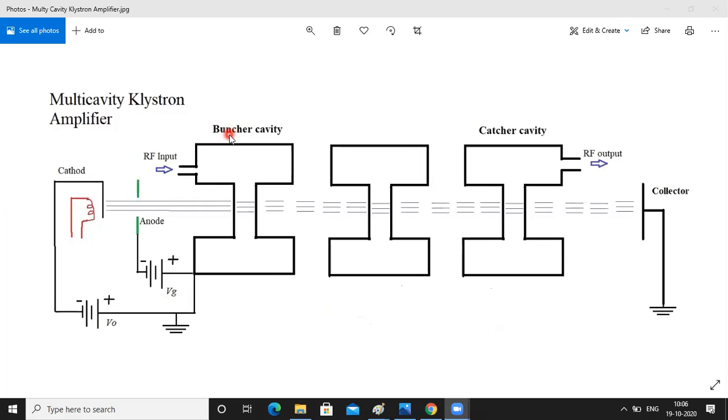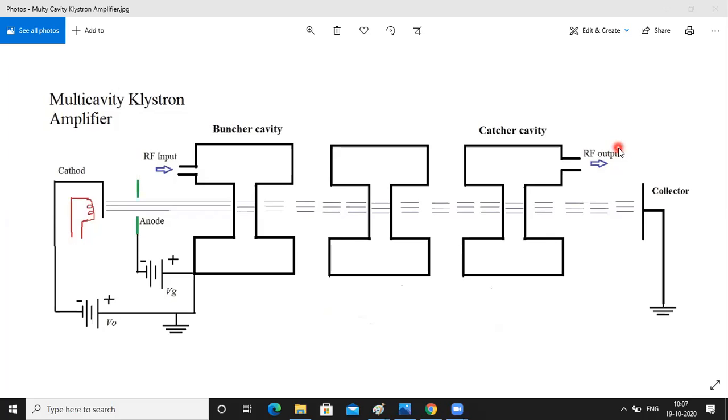The main question is why we require the multi-cavity klystron, when the two-cavity klystron is sufficient for power amplification. What are the advantages over the two-cavity klystron? It has advantages in terms of amplification. The amplification factor is better compared to the two-cavity klystron, and the output power is higher as well.